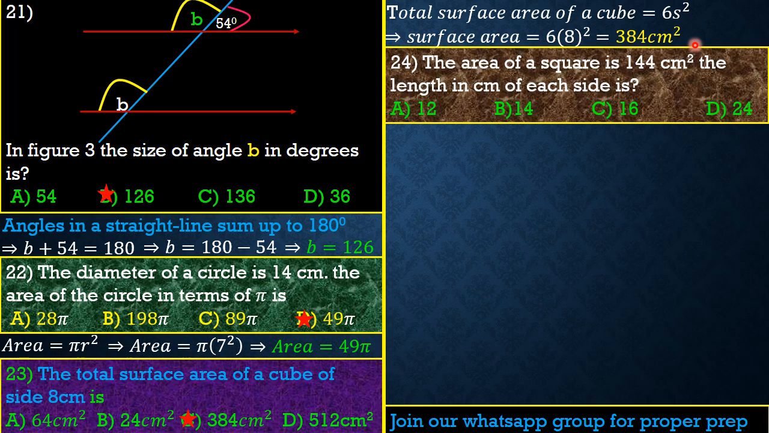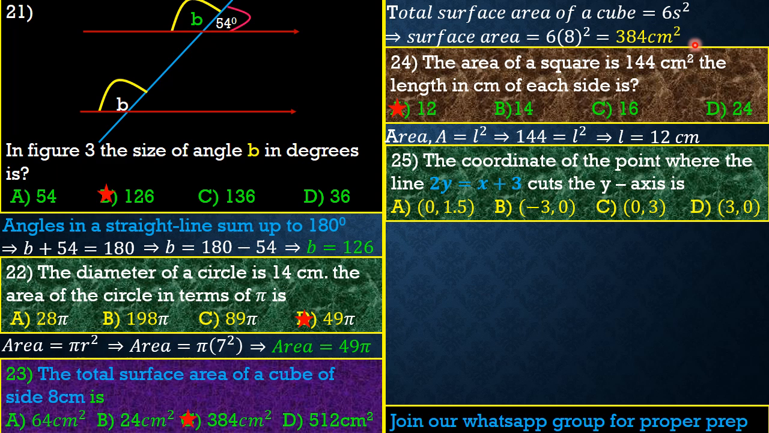Question 24 reads that the area of a square is 144 centimeters squared. The length in centimeters of each side is, okay, these are the various options. So for instance, we notice that the area of a square is simply given as A equal to length times length, or L squared. It means that our area A is 144, so we have 144 equal to L squared. Taking the square root on both sides, we have L to be 12 centimeters. So option A is the best option.